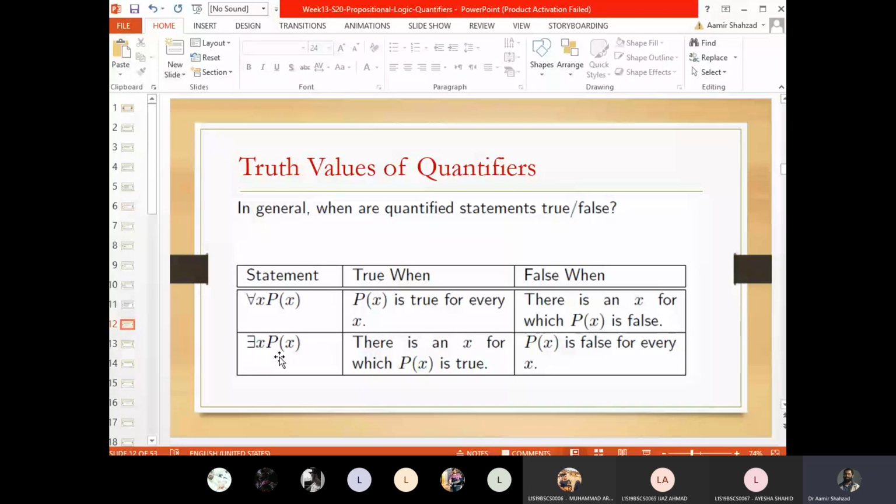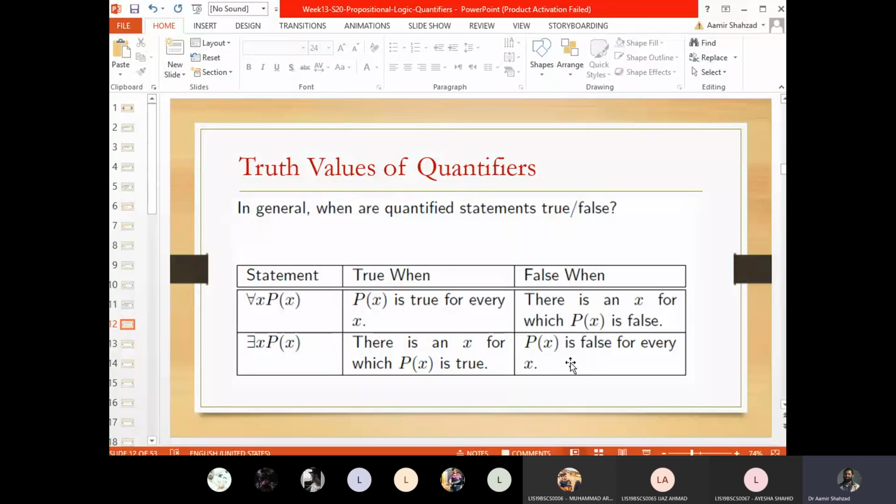So p of x is false for each and every value of x. Then we cannot say that there exists some value of x for which p of x is true, because it is false for every value of x. So this statement becomes false.